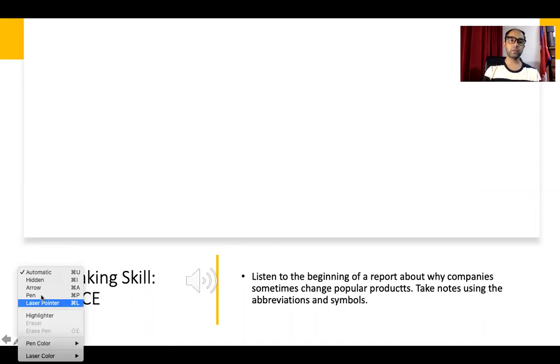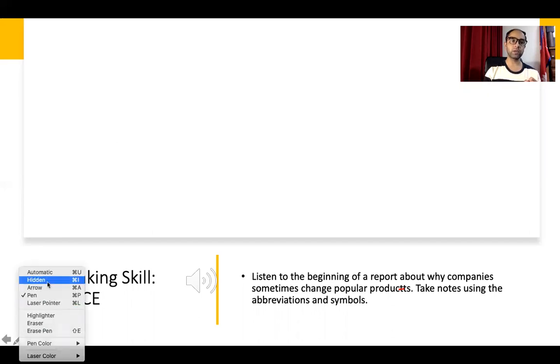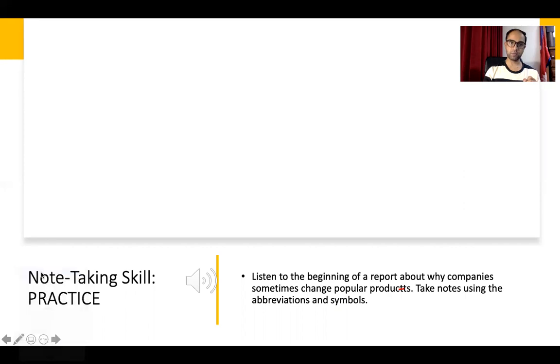Okay, you're going to listen to a short beginning of a report. So please listen to the audio and try to take notes using the abbreviation and symbols that we studied just previously. So here we go. Unit 6, Note-Taking Skill. Example.